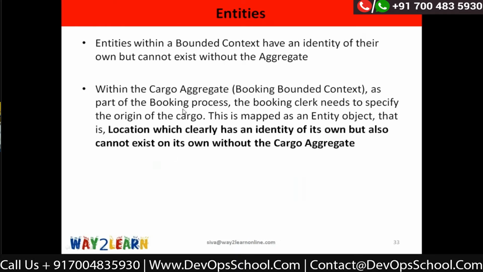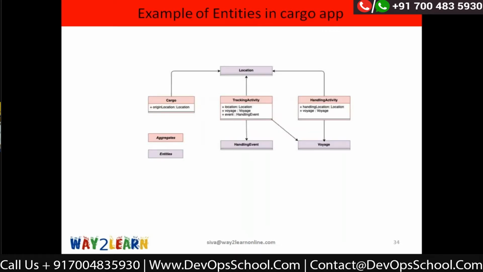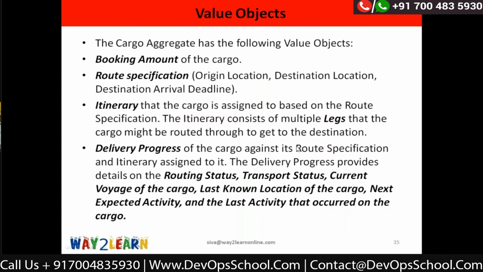So I'll show you. Look, I have identified location. Location is an object in my cargo. It has its own identity, but it cannot exist without a cargo. It does not have any meaning without a cargo. So for the cargo aggregate or tracking aggregate or handling activity aggregate, location is an entity. That's also a shared object, is it? Yes. So next step is to identify value objects.